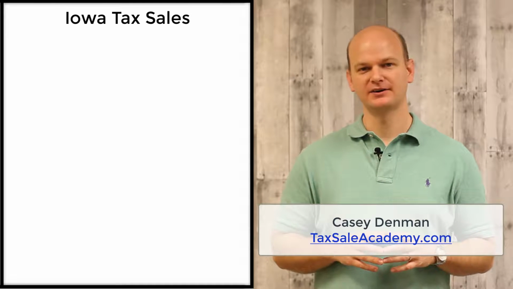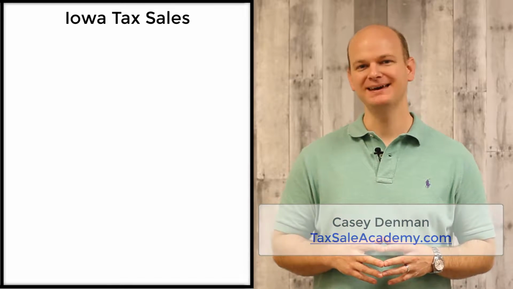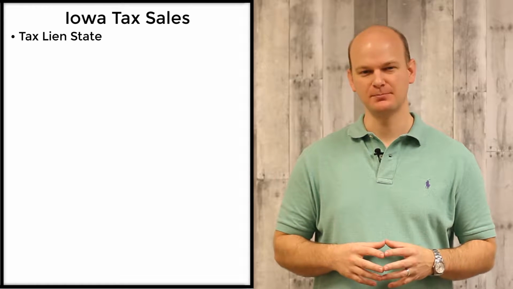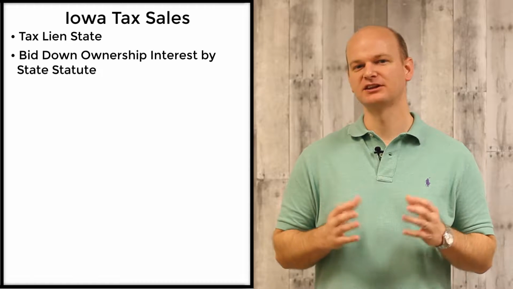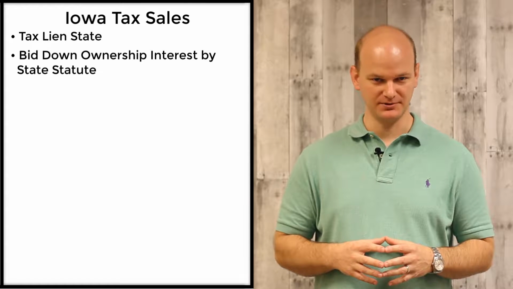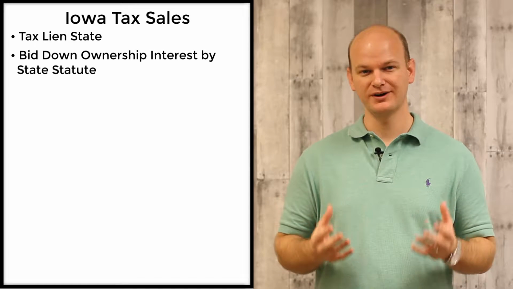We're talking about tax sales in the state of Iowa. Now, Iowa is interesting. It is a bid down ownership interest state by state statute. What this means is that the person who is willing to accept the lowest amount of ownership in a piece of property in the event that that lien becomes foreclosed is the winner at the auction.